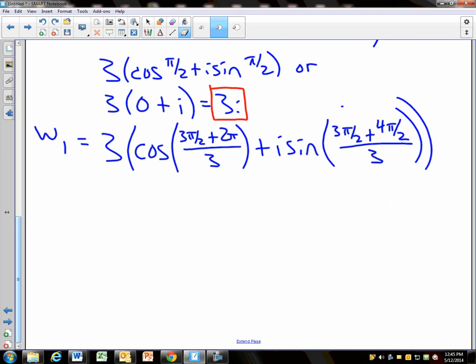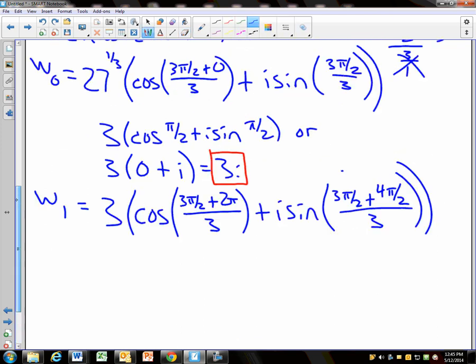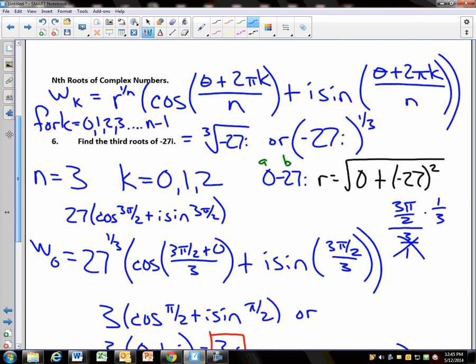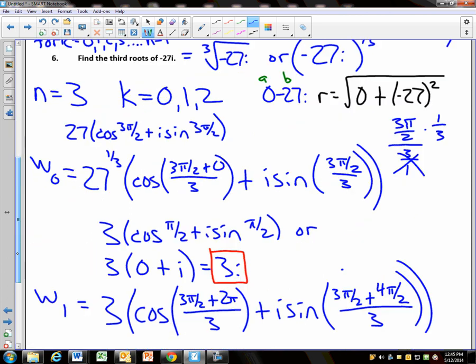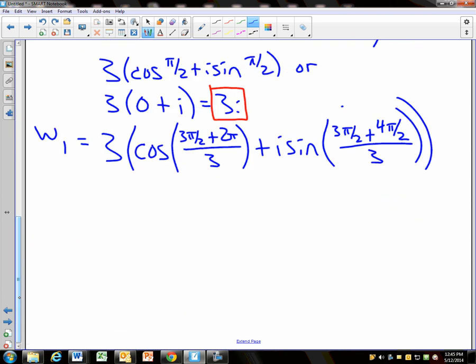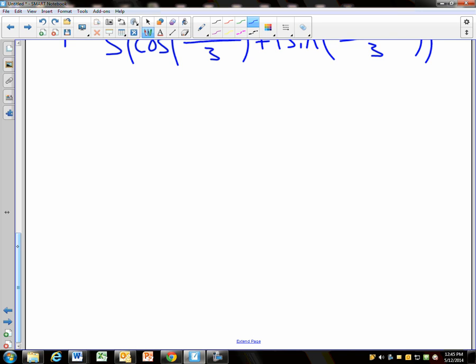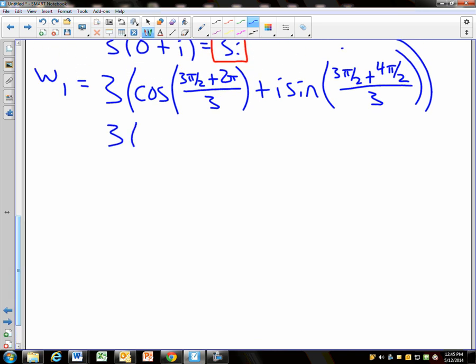Because we plugged in our formula. And our formula says we take 2 times pi times k, and we chose k to be 1 for this one. We're doing W sub 1. It was 0 before. Okay, so we write it out: 3 times the cosine of 7 pi over 6 plus i sine of 7 pi over 6. You could leave your answer like that.